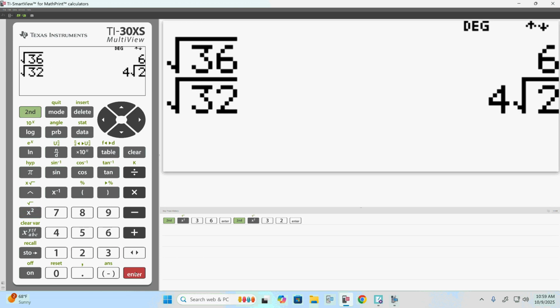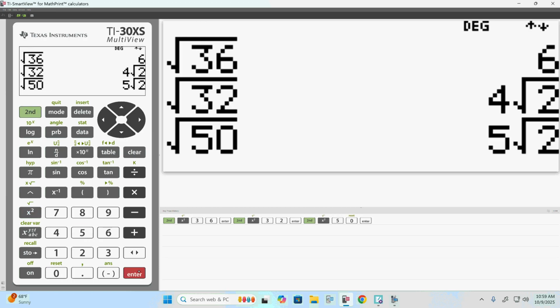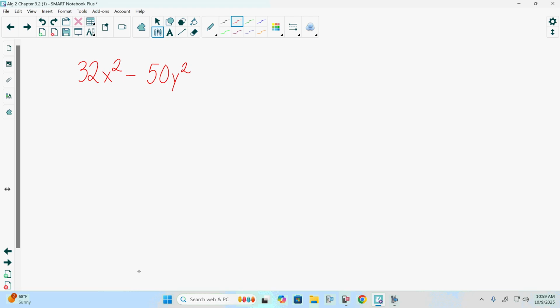So there's not a number times itself that's 32. How about 50? No. So let's look back at it. Is there a greatest common factor between 32 and 50? They're both even numbers, yes? So 2 would have to be a greatest common factor. So I can factor the 2 out. Let's see what's left. If I factor 2 out of 32, we get 16. If I factor 2 out of 50, we get 25, yes?